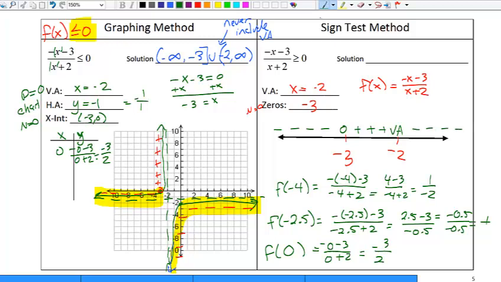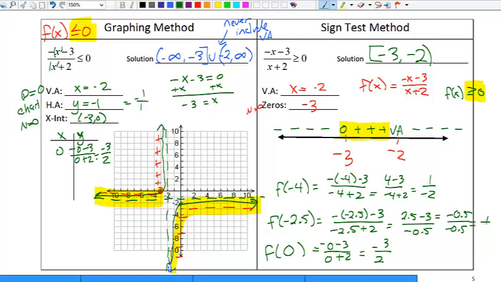Now let's find out where my inequality is satisfied. So where is f of x greater than or equal to 0 for this particular inequality? Greater than or equal to 0. That means positive things, or 0. Now I don't get to include the vertical asymptote, so my solution to this problem would be -3 to -2. The -3, which is a 0, gets to be included. The -2, which is a vertical asymptote, never gets to be included. So that is the solution to that problem.